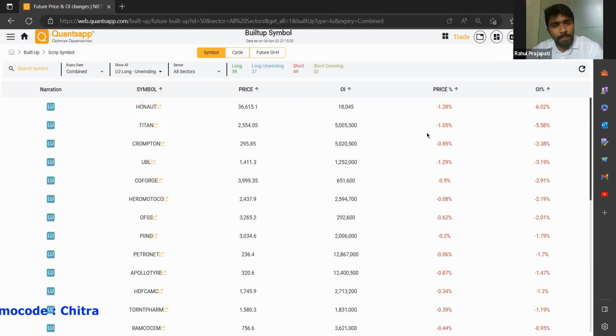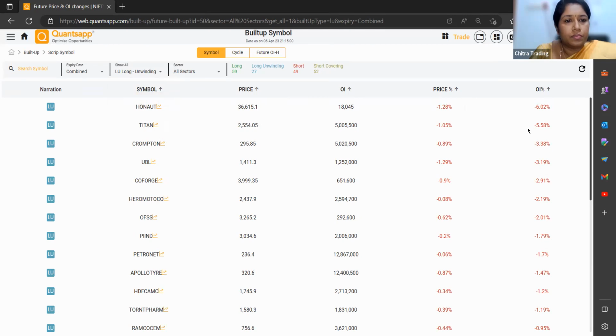Second one is long unwinding. Now you can see simply by looking at this what is happening with the price and where you can identify what is happening. See, Titan's price went down by 1.05% and open interest also went down by 5.858%. So what is happening? There's an unwinding happening. Unwinding is a kind of profit booking happening after longs. Someone has done a long, now they are unwinding the position. So that's a long unwinding happening in this.